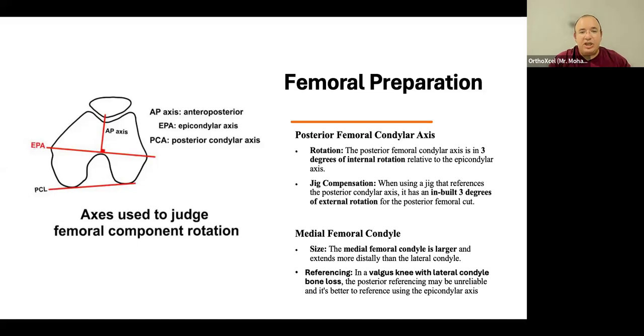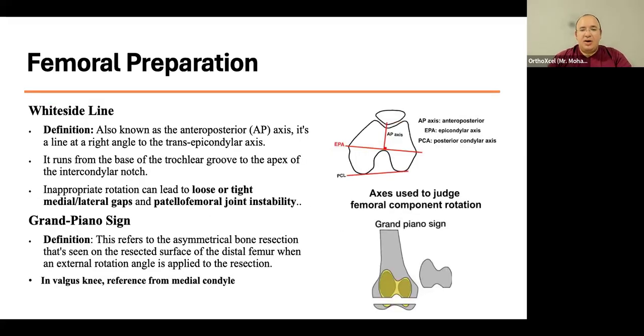So mistaken rotation of the femoral component alignment is a major mistake, ending in an unhappy total knee replacement. So I sized my femur, I cut my femur, and now I'm going to cut my femur from front and back. And then the chamfers.